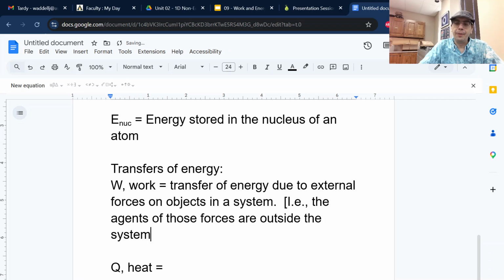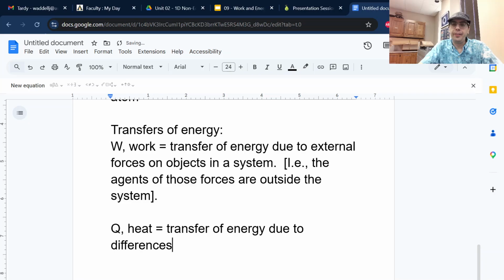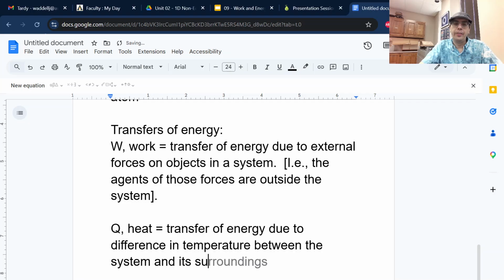And specifically what I mean by external is whatever forces we're talking about, the agents of those forces are outside the system. That's right. Transfer of energy due to difference in temperature between the system and its surroundings.